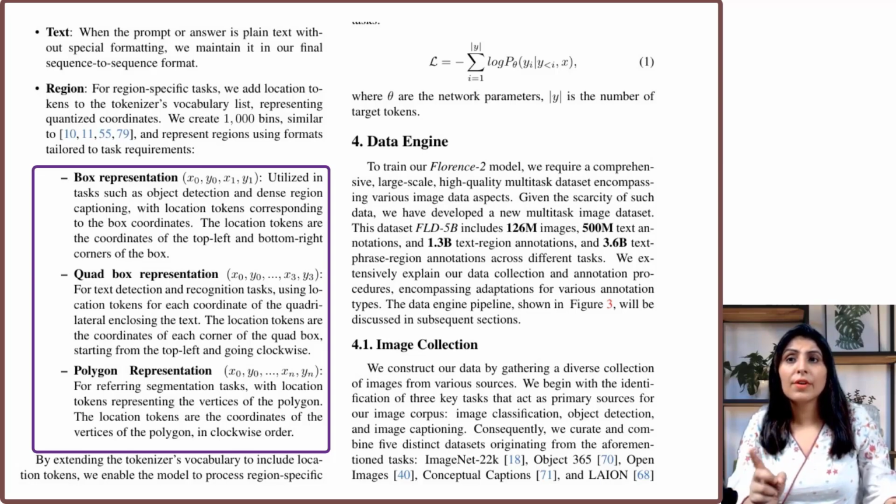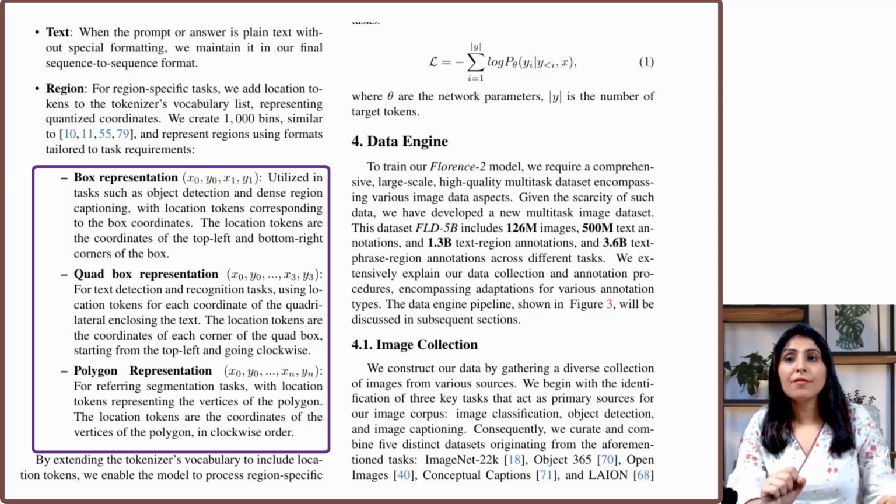Okay, so the first one is box representation. Box representation is used for tasks like object detection, where tokens represent the coordinates of the bounding box around the object. Here you can see these are the bounding box coordinates, so these are the tokens when you are working on an object detection problem. So these will be the location tokens.